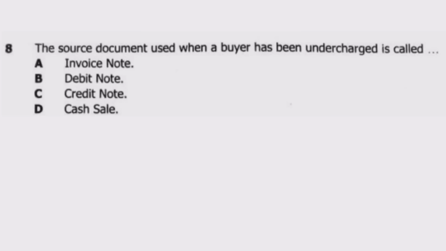Question 8 is as follows. The source document used when a buyer has been undercharged is called A, invoice note, B, debit note, C, credit note, D, cash sale. So the correct answer is B, debit note. Debit note.